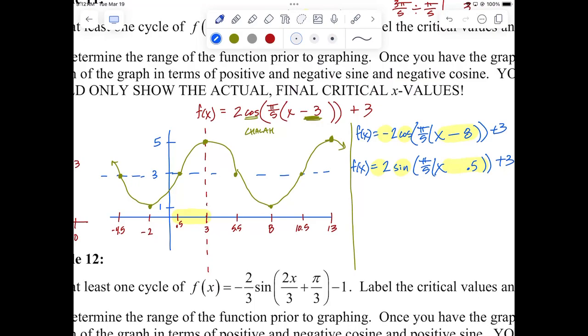So I'm going to put 0.5. And again, is it plus 0.5 or minus 0.5? Minus. We got to shift to the right. It's opposite of what it appears. And then the last one, we'll do a negative sine. We got f of x equals negative 2 sine of pi fifths x plus or minus something plus 3. And for a negative sine, we have to be on the axis heading down.